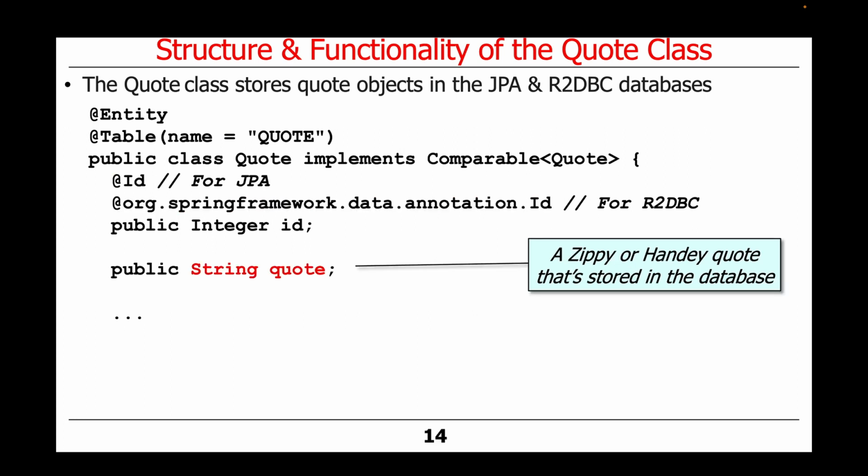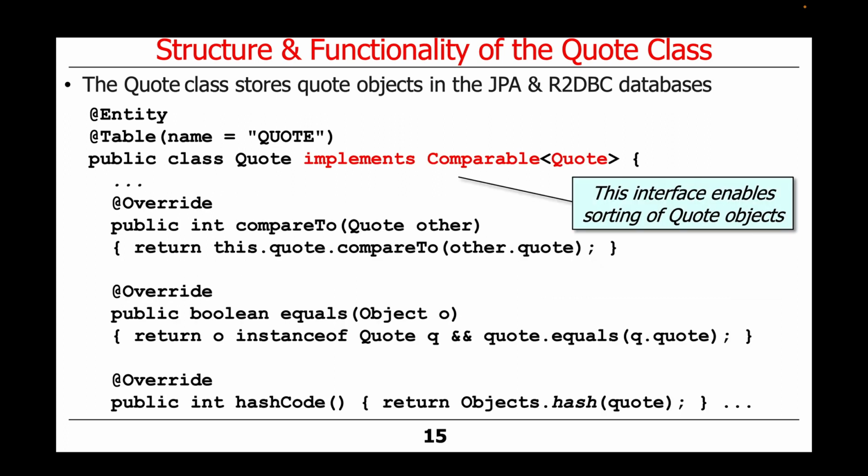it like this. The other field that we have in the Quote entity is the string that contains the Zippy quote or the Handy quote. That's also, of course, stored in the database as well. We don't have to annotate that with anything. That just ends up being a column in the database. Now, there's a couple other things that we have here.